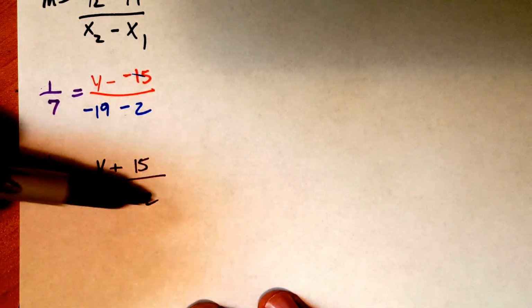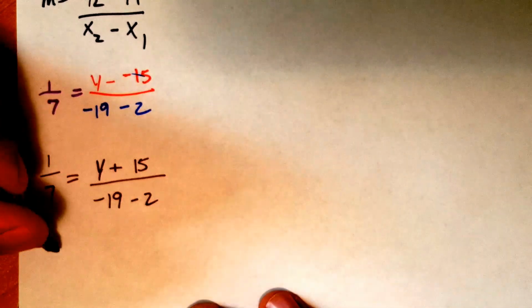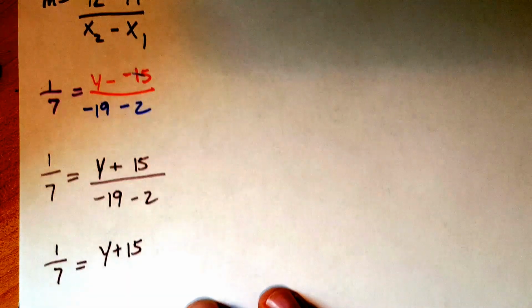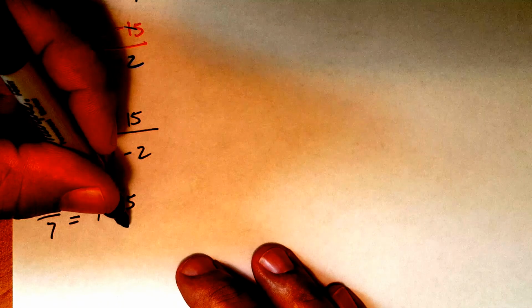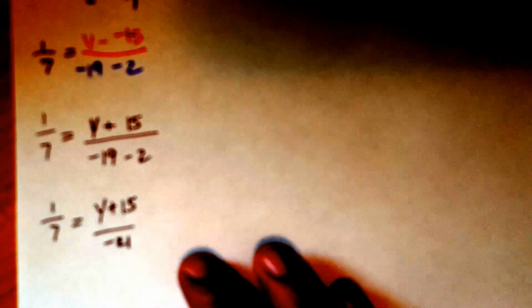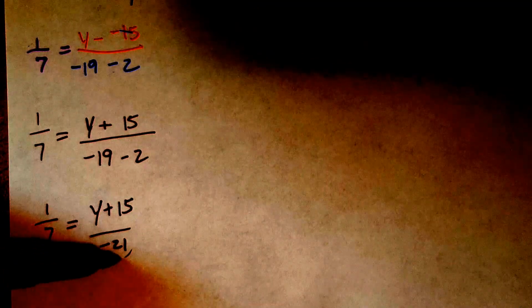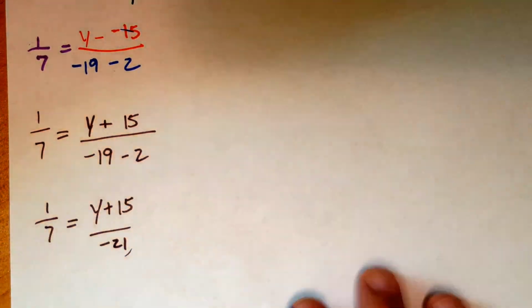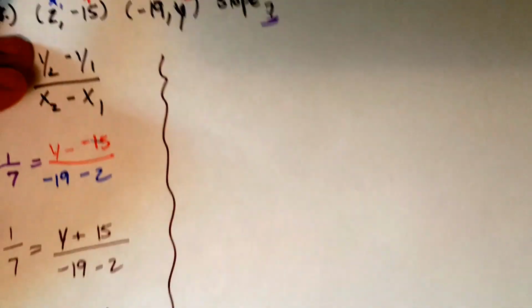Again, I have this subtraction problem underneath. So I have 1/7 equals y plus 15 and negative 19 minus 2 gives me negative 21. So we're not going to be thrown off by this because, again, we know this is a division problem because it's in the denominator. So to do the opposite of division, we're going to multiply. That means we're going to multiply negative 21 by both sides.